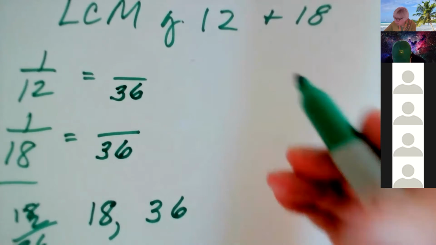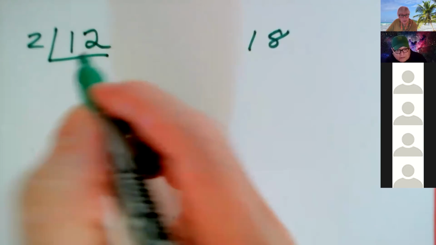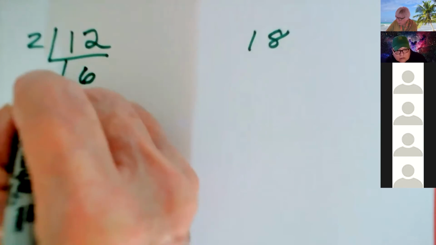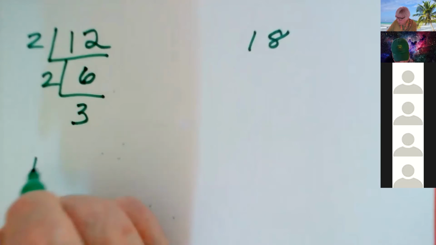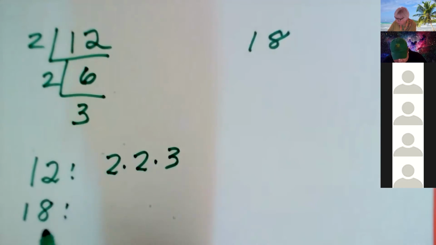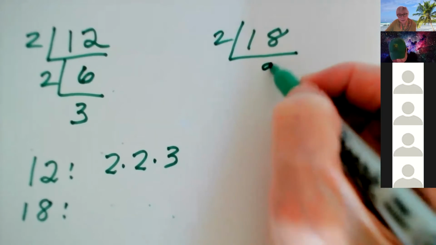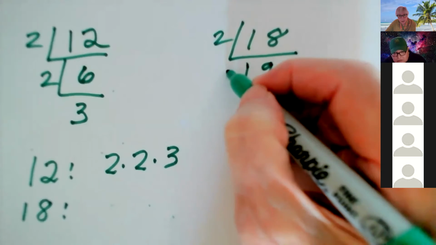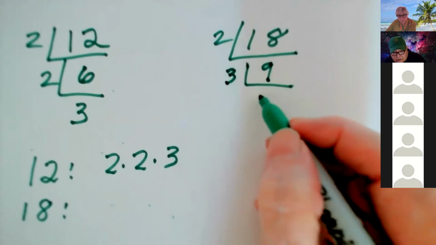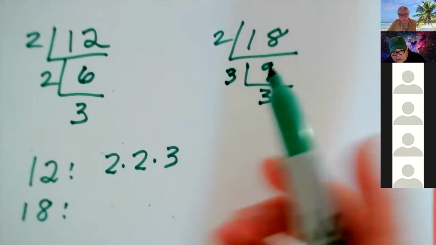Now, let's look at the prime numbers. I'm going to look at 12 and 18. And I'm going to do them both. And 2 into 12 is 6. And 2 into 6 is 3. So that's what 12 looks like. A 2, and a 3. Now I'm going to do 18. 2 into 18 is 9. Now 2 doesn't go anymore, but guess what? 3 and 3. So 18 is really 2 times 3 times 3.